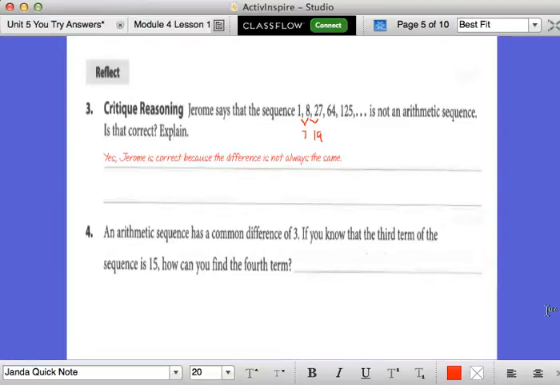Okay, and if an arithmetic sequence has a common difference of 3, and you know that the third term of the sequence is 15, how can you find the fourth term? All right, so here we know that the third one is 15, and I want the fourth one. Well, if the difference is always 3, then I can add 3 to the third term to get the fourth term.